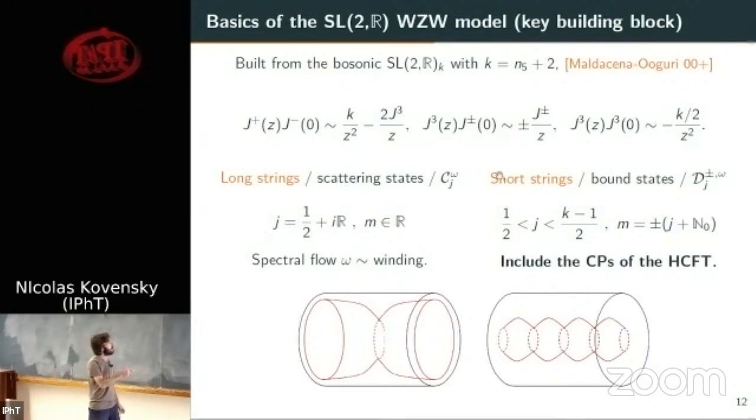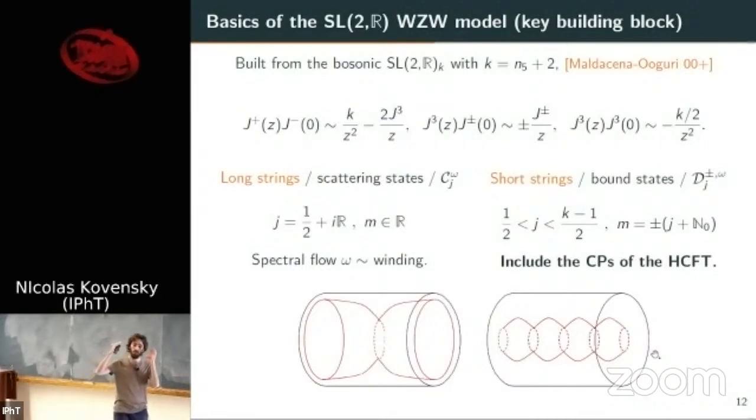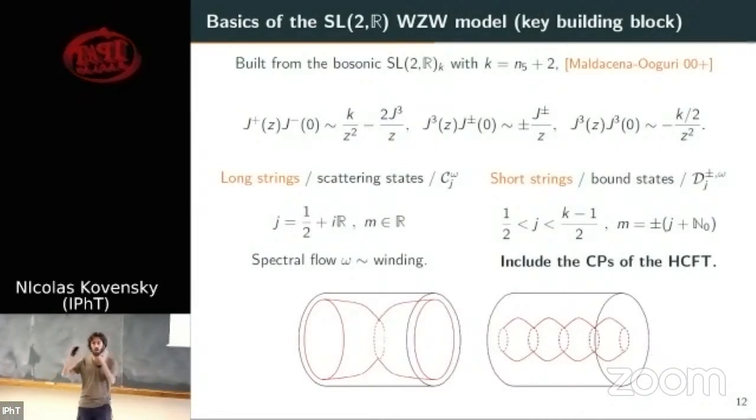And then you have the short strings, which are states that are bound near the center of AdS. These states have a real value of j, and the values of m, which are the projections of this j in the z direction, can take specific values, which are plus or minus j plus or minus integers, plus or minus natural numbers. So this is the basic picture, and let me say that this sector here includes all of the worldsheet duals of the chiral primaries of the dual CFT2.